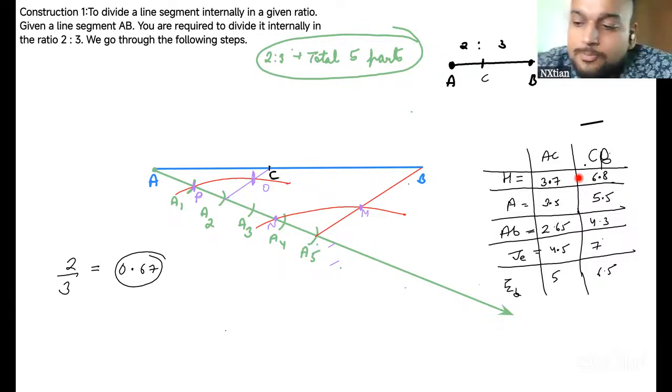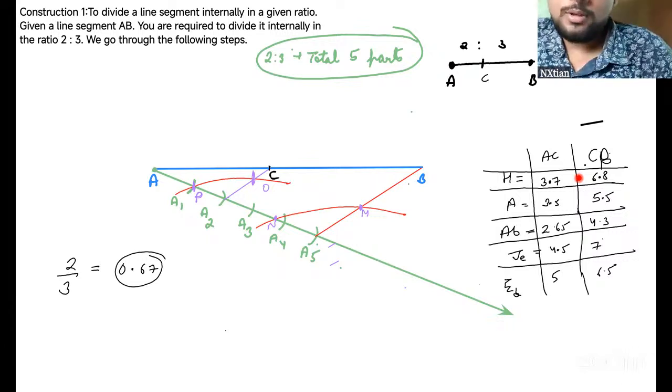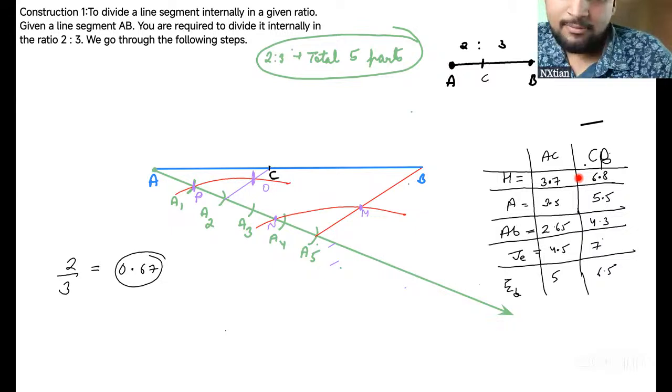Shall I give one more question? Do you want me to give it to you? Okay, I'll give it to you. I'll do one step by step. If you get stuck somewhere, you can check that step. Okay.